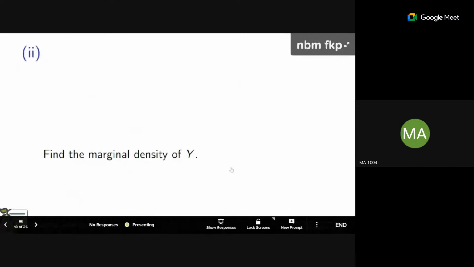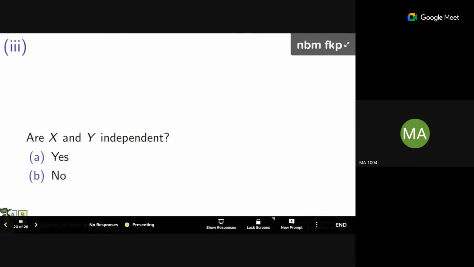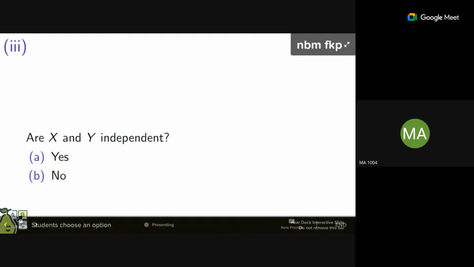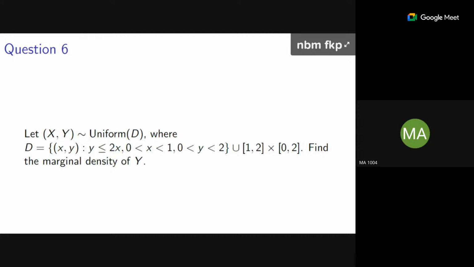So the next question was about the marginal density of y. And then once you calculate the marginal density of x and y, you can check whether they are independent or not. So just tell me quickly, how will you check whether your marginal PDFs are independent or not? Conditional joint equal to conditional marginal.